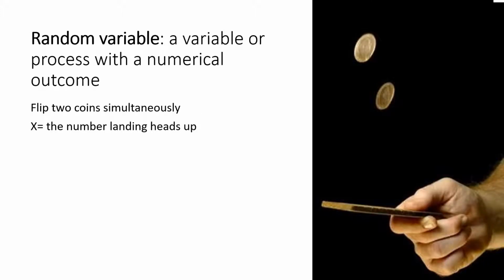This video is going to talk about random variables. A random variable is a variable or a process that has a numerical outcome. For example, if I flip 2 coins simultaneously, that's a random process. If I count the number of those coins that land with heads facing up and let x equal that number, then x is a random variable.